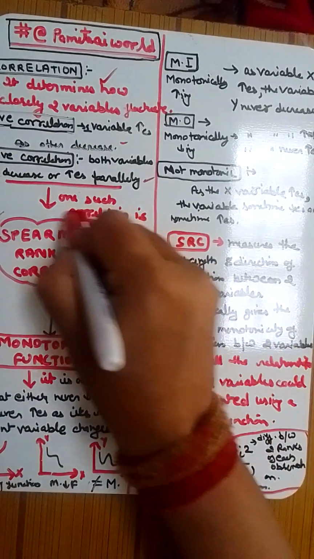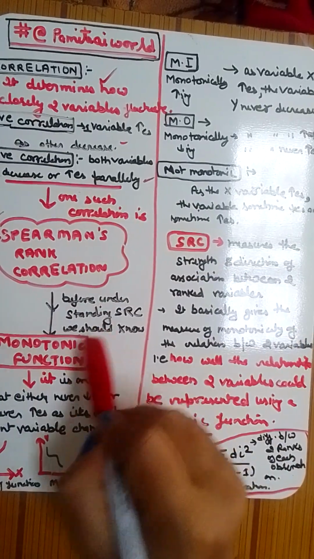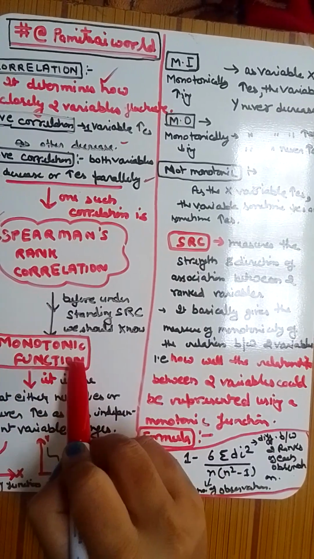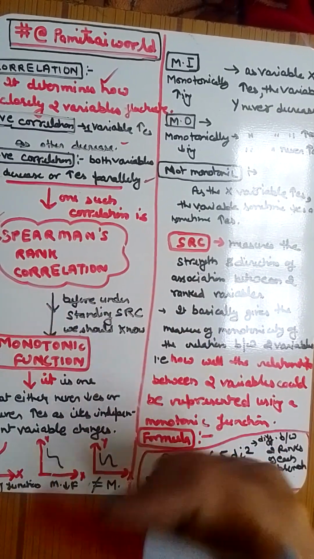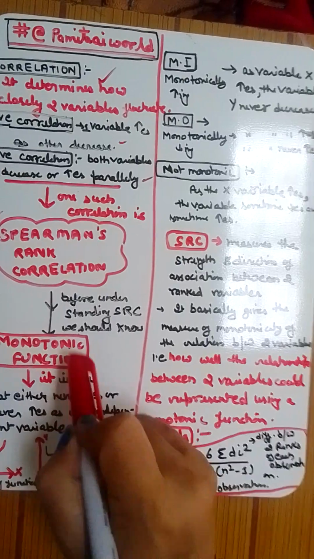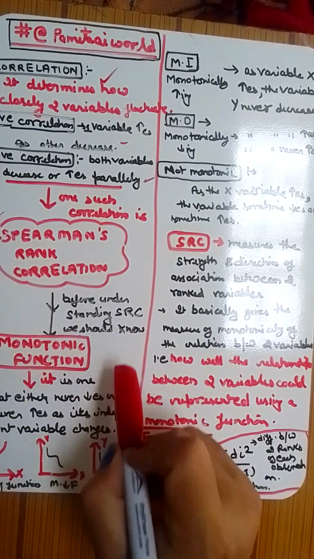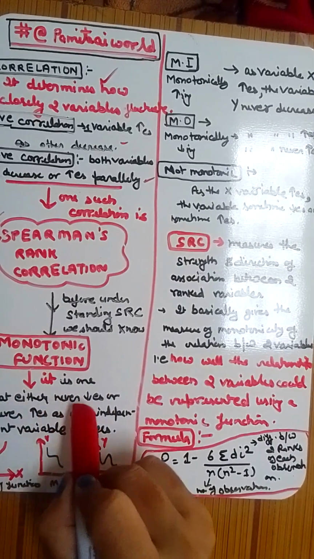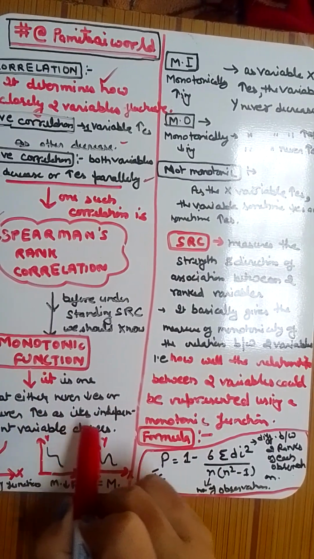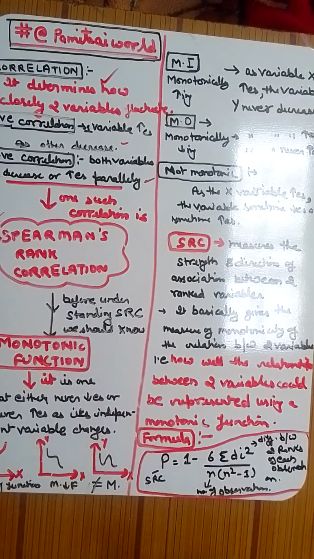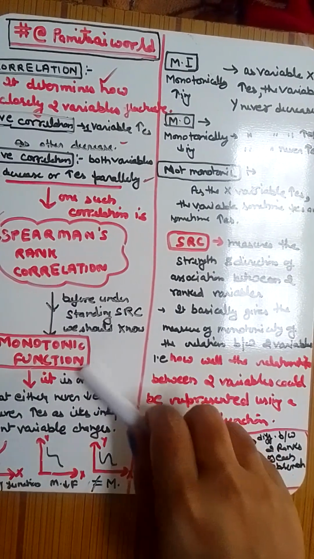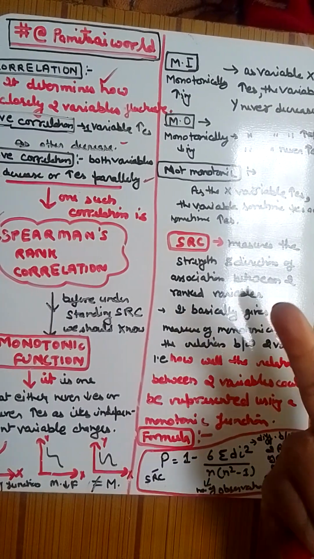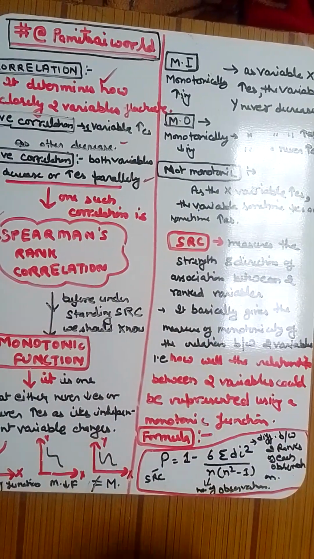Before understanding Spearman rank correlation, we should first know what a monotonic function is. Before teaching you the SRC in detail, I'll teach you what this function is. A monotonic function is one that either never decreases or never increases as its independent variable changes. What does that mean?